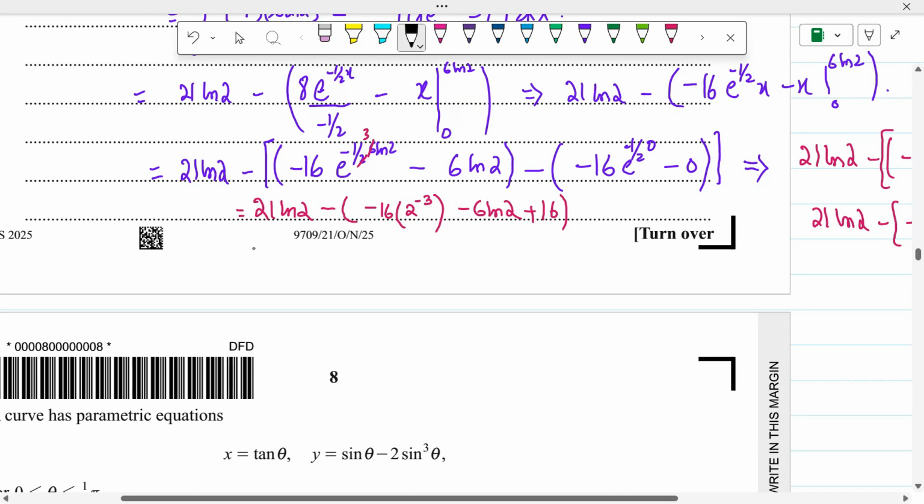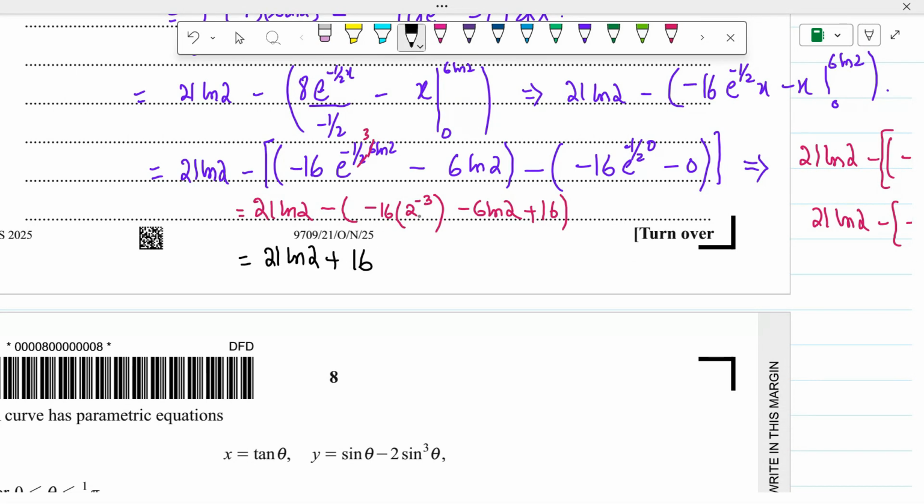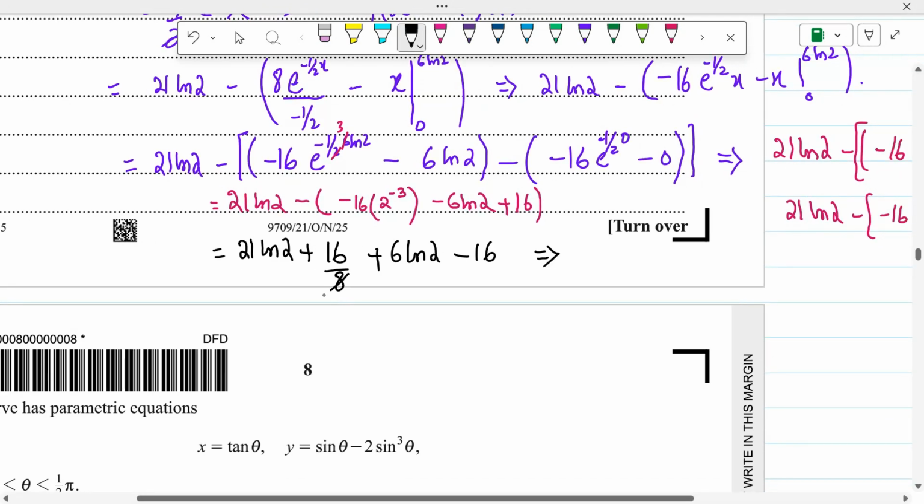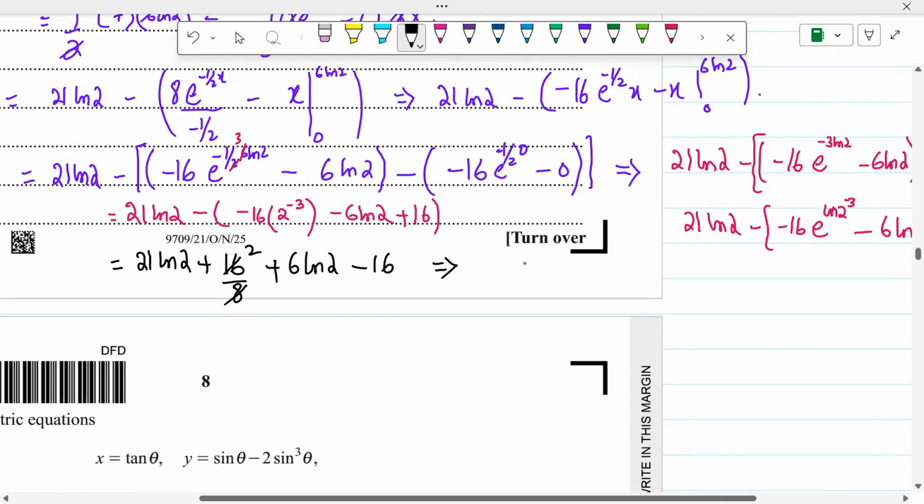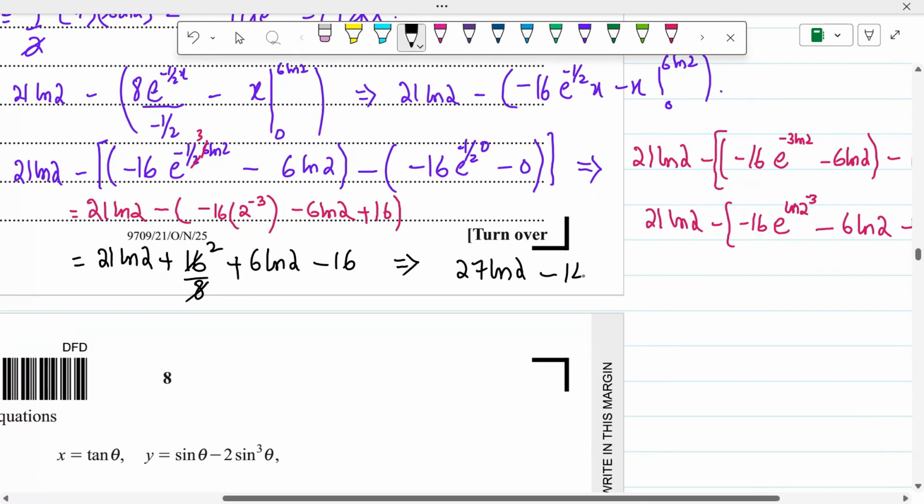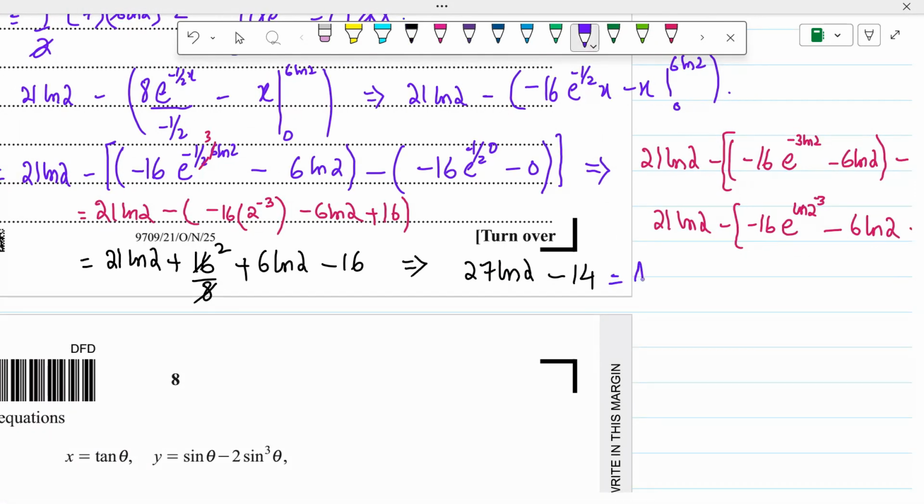Solving, we have 21 ln 2 plus 16 times 2 to the power of negative 3, which is 1 over 8, plus 6 ln 2, minus 16. That equals 2, and we have 21 plus 6, which is 27 ln 2, and 2 minus 16 is negative 14. So the area of the shaded region is 27 ln 2 minus 14.